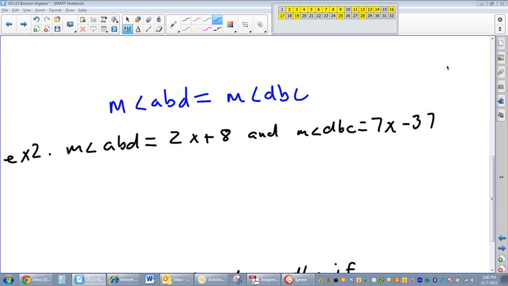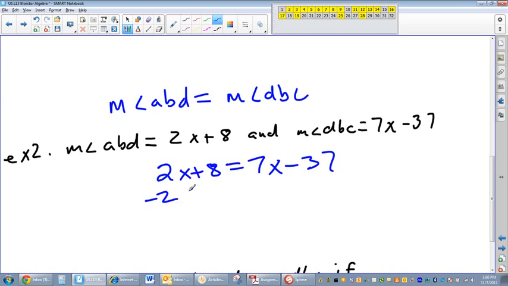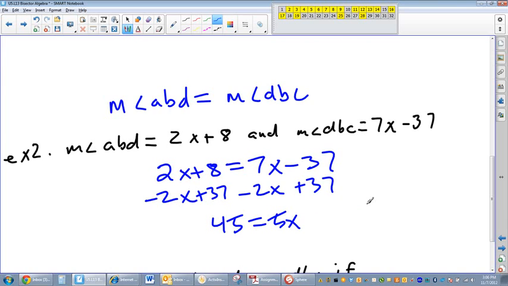All right. So you should have said 2x plus 8 equals 7x minus 37. You should have subtracted 2x and added 37. We got 45 equals 5x. X equals 9. Okay.